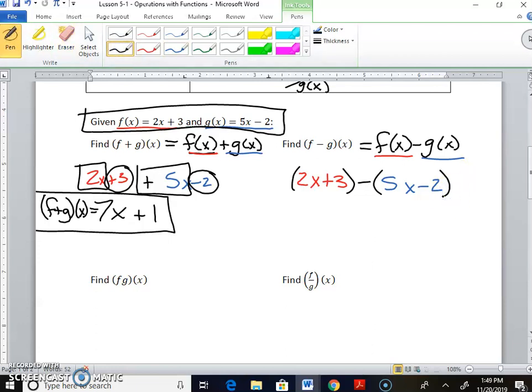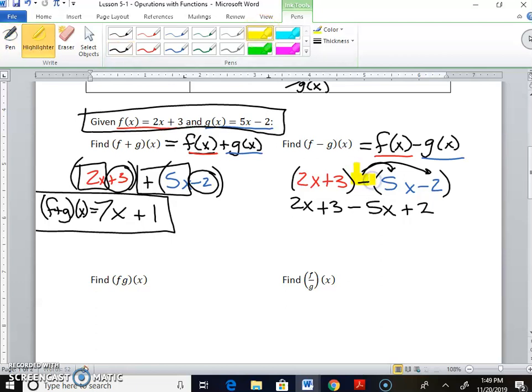Okay, because when I was adding them, I said that we could just get rid of those parentheses, right? But if I have a subtraction sign in here, I cannot just get rid of those parentheses. I have to remember that I'm going to have to distribute that negative. So this is 2x plus 3 minus 5x plus 2. Okay, so do not forget to distribute your negative.